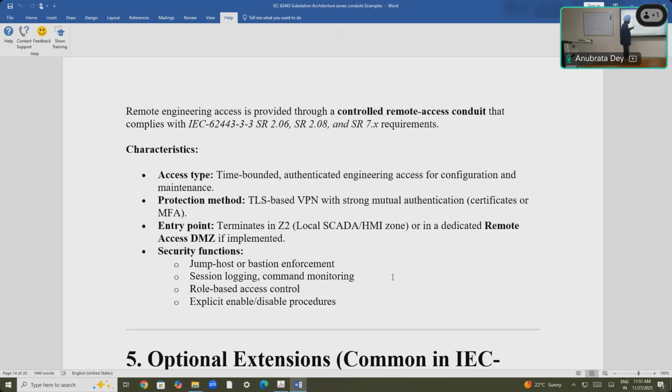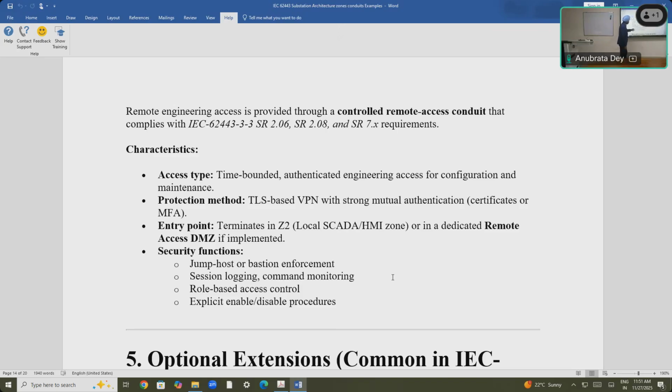Or if you have a dedicated remote access DMZ. If you have a demilitarized zone, usually in the distribution system they don't have DMZs set up. And again, if your substation or that distribution system is extremely important, you may set up the DMZ. These are just a few examples.